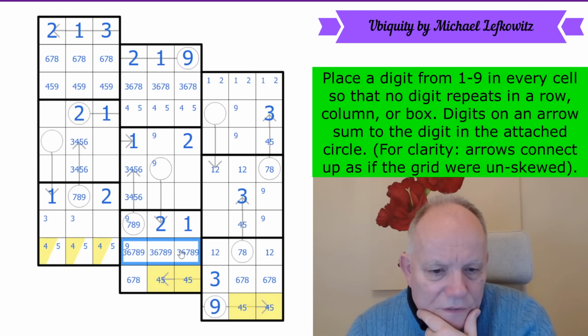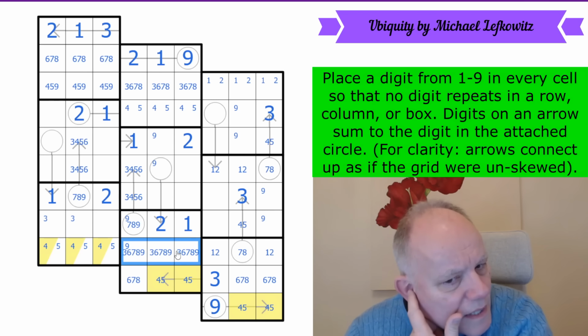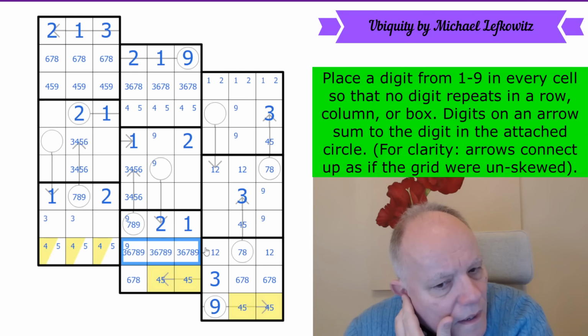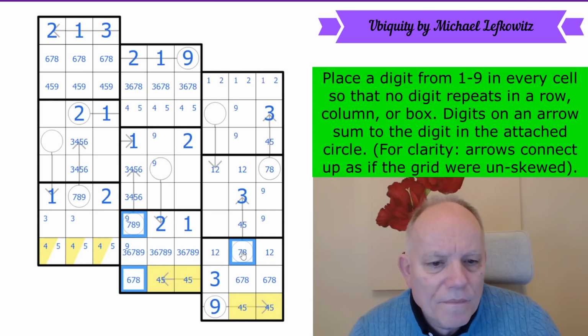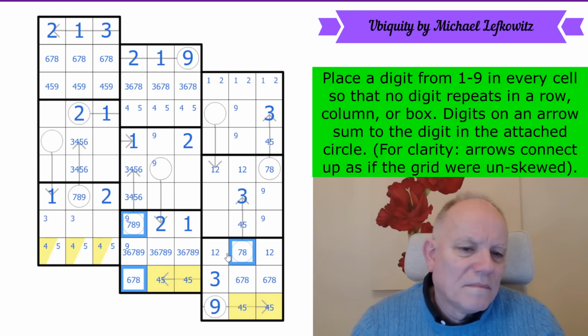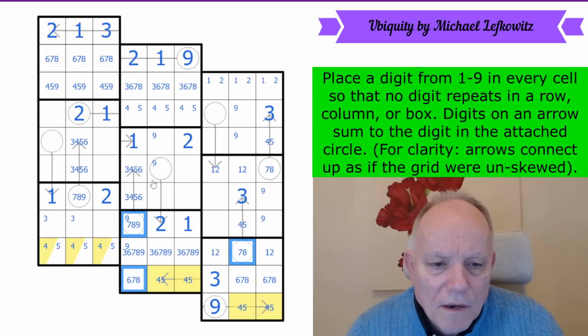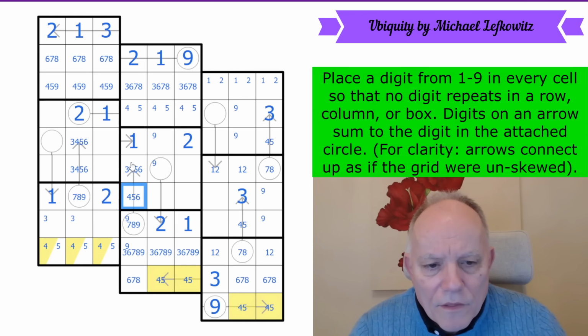And that leaves 3 in one of these cells. That digit can't be in those cells, so it must be in one of those 2. That's almost... Oh, this can't be a 3. Either this is a 4, 5 pair leading to 9, or that's definitely a 3.